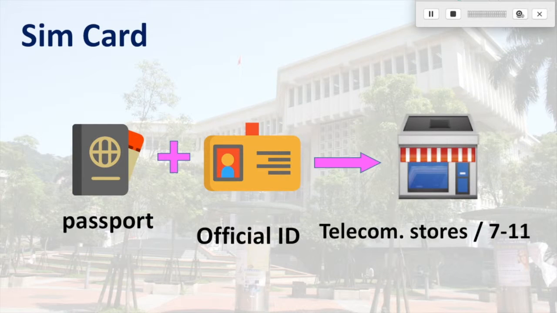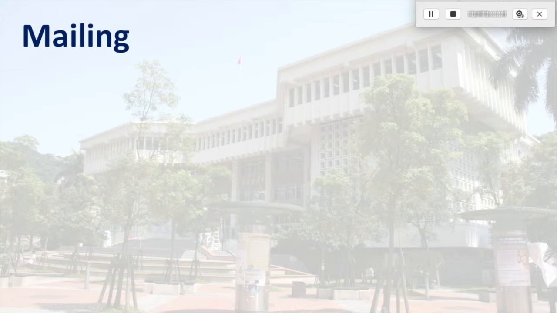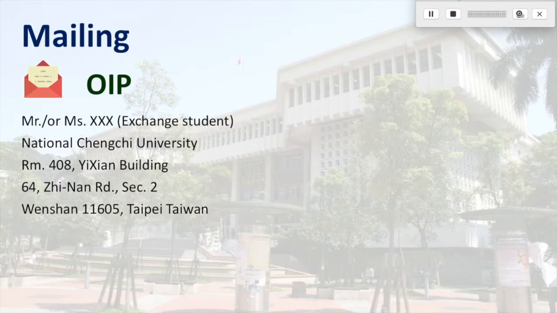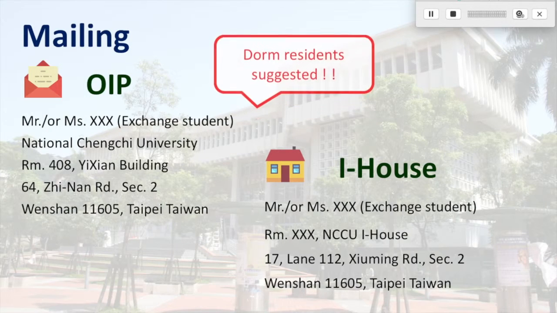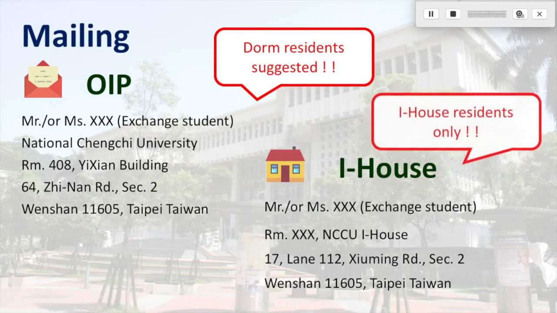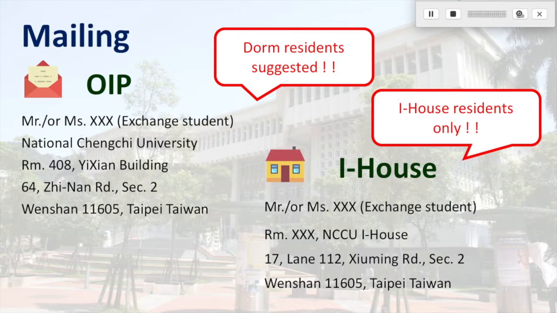By the way, Kevin, do you know where my buddy can pick up packages from his family? For mail and packages, friends and family can send to IP directly, or you can send to iHouse if you are an iHouse resident. Here are the addresses. For dormitory residents, it is suggested you provide the address of OIP as it is more secure than sending to the dormitory.